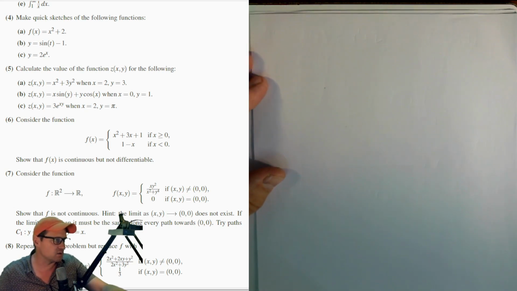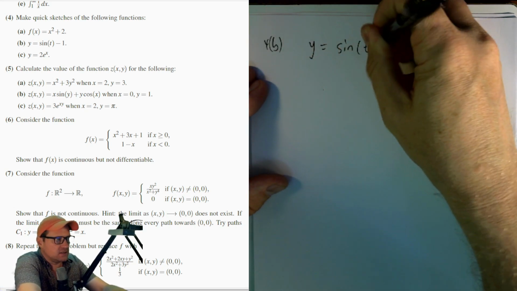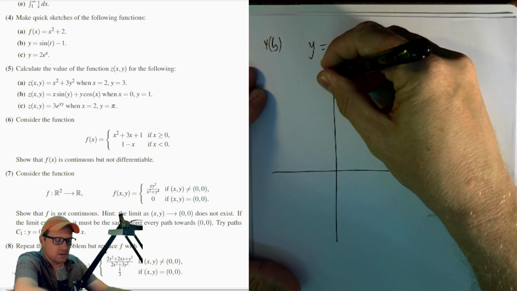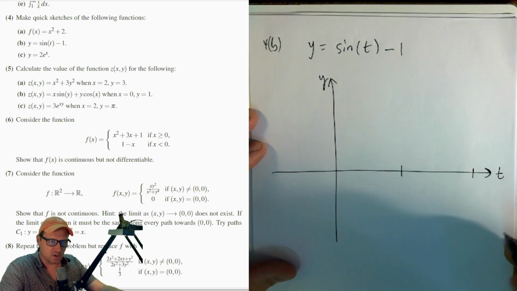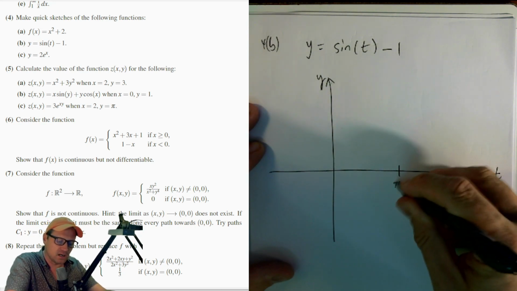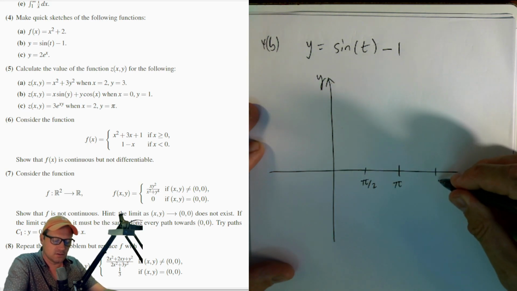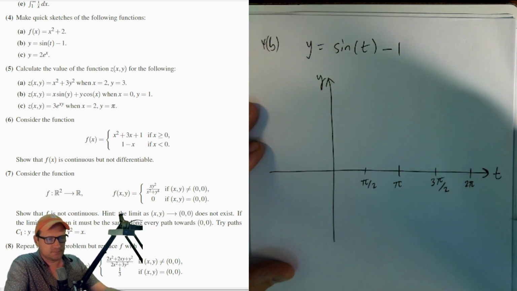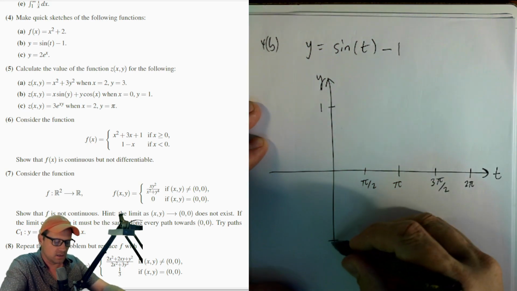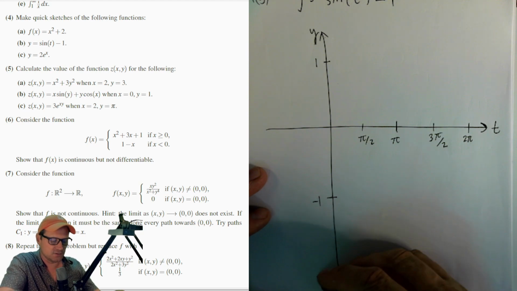So in 4b, we're asked to sketch y equals sine of t minus 1. Let's put t there and y up here. Let's mark some key points: pi on 2, pi, 3 pi on 2, 2 pi. And then up here, let's put 1 and minus 1 and then minus 2.